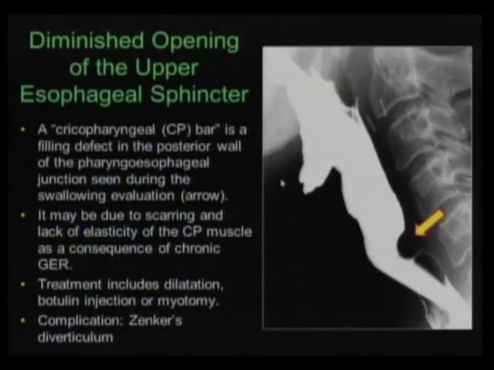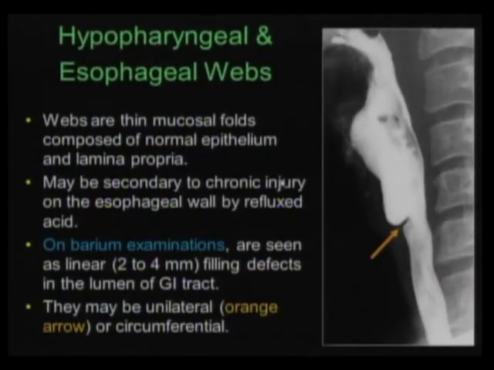And as I mentioned before, one of the complications of this long-standing cricopharyngeal bar, especially if there is some weakness here, is the Zenker diverticulum. Okay, it's one of the complications. So this is information we have to provide when we evaluate a patient with gastroesophageal reflux.